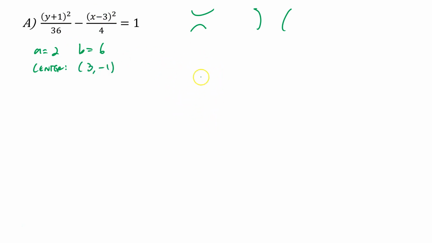All right, so let's get to graphing this thing. Our center is at 3, -1 right there. I'm going to put a dot there, even though it's not going to be a part of it, because that's where we're going to count everything from. Everything is always counted from the center. A is 2, so I'm going to go right 2 and left 2. So these are going to be the edges of my box to the left and to the right. B is 6, so I'm going to go up and down 6. 1, 2, 3, 4, 5, 6 right there, and down 1, 2, 3, 4, 5, 6 right there.